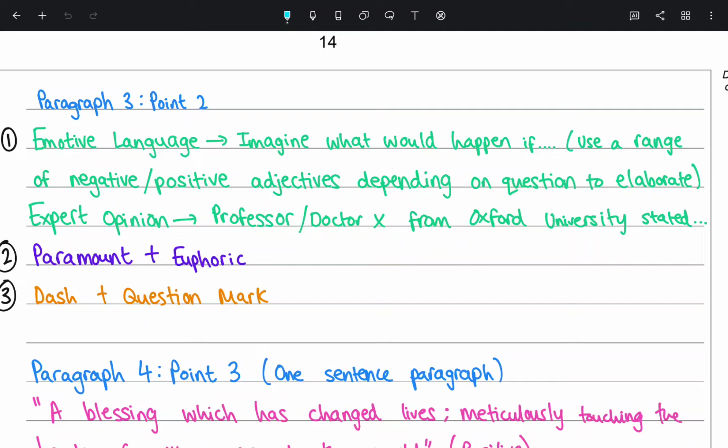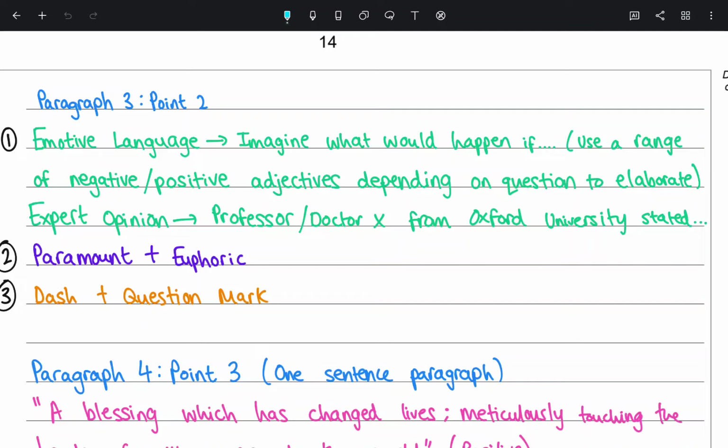Okay. So here you can use emotive language and expert opinion. Imagine what would happen if ... Use a range of negative or positive adjectives depending on the question to elaborate. So generally, if it's negative, then you'll use more negative adjectives and vice versa. Expert opinion from a professional with specialized knowledge, a professor, a doctor, etc. So you use a relevant expert opinion to help hook the reader to your side of the argument. Then we've got paramount and euphoric, and a dash and a question mark.